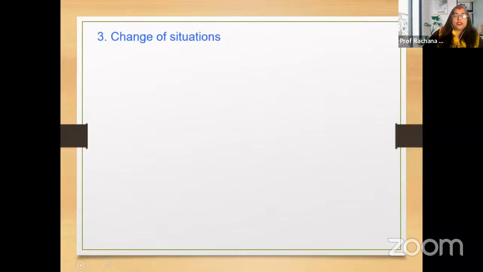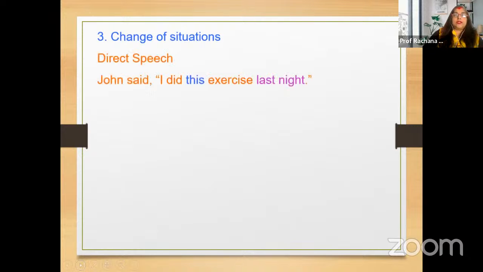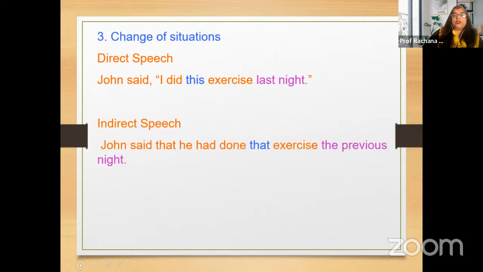Now, change of situations. In change of situations, what do we do? These are certain situations. This, that, we have to change it to that. So in indirect speech, said that he had. See, this becomes that. So there are certain situations which need to be changed in indirect speech, and you have to remember this. Last night, previous night.